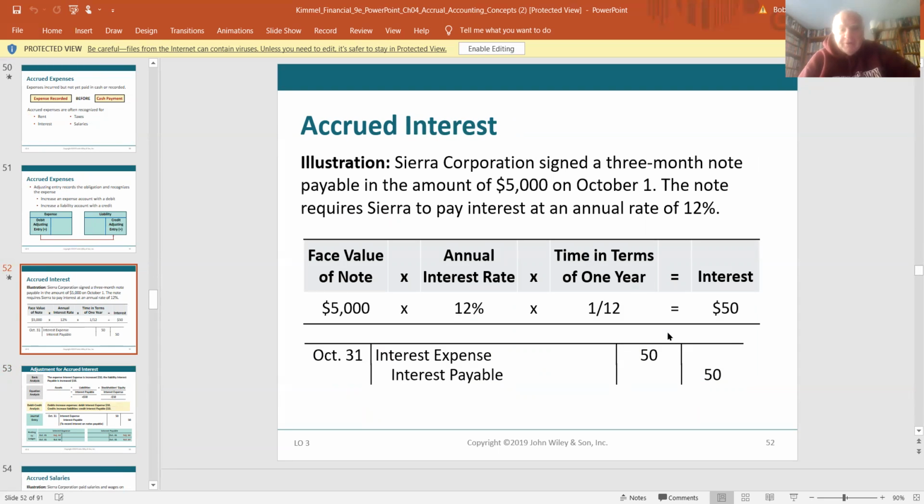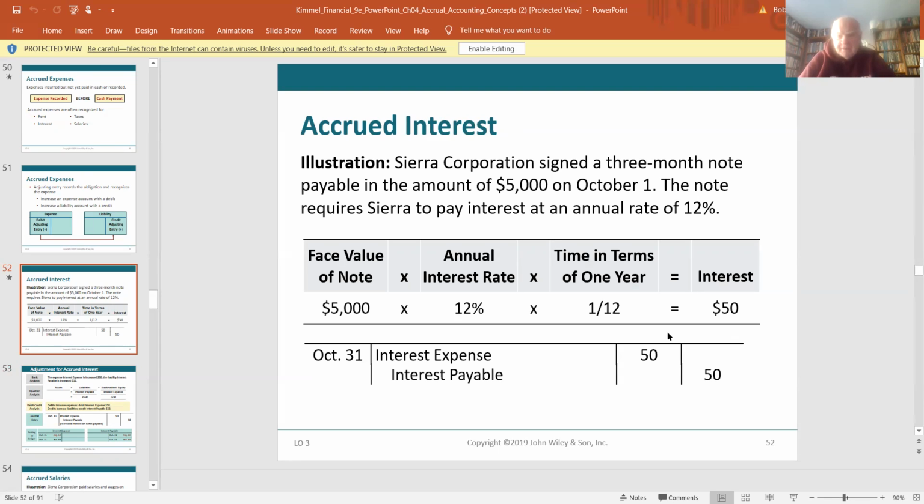Interest, here we go. Here's a good one, interest expense. Sierra Corporation signed a 3-month note. They borrowed money, $5,000. The note is 12% a year. Well, at the end of the first month, they have to accrue the interest expense. This is money they're going to pay later, Liba, but they have to recognize the expense now.